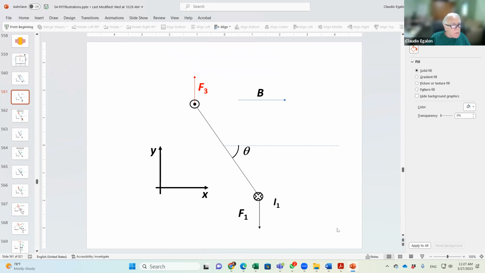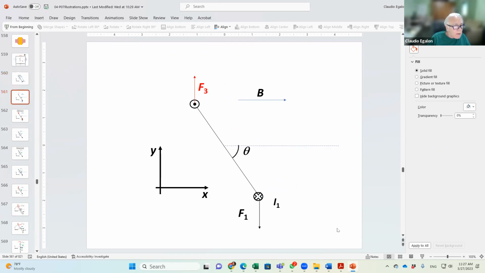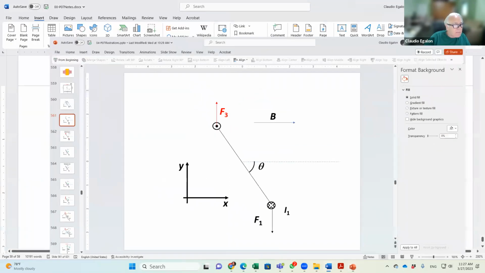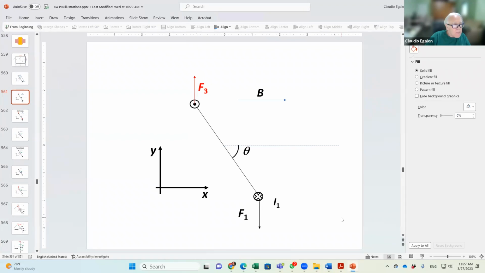Oh, wait a minute. Arms 1 and 3 are anti-parallel. I'm mixing up, sorry, folks. Arms 2 and 3 are perpendicular.